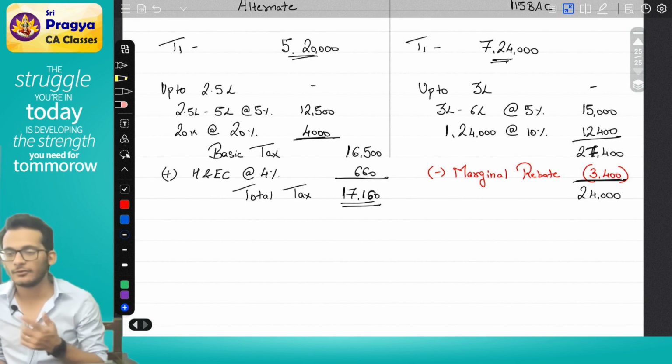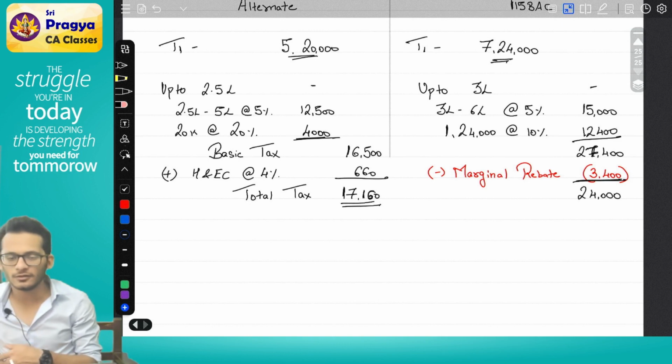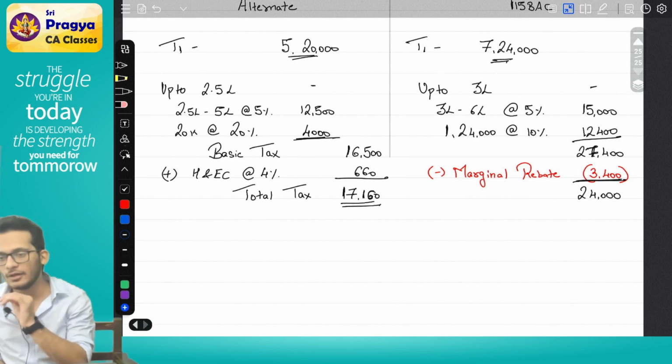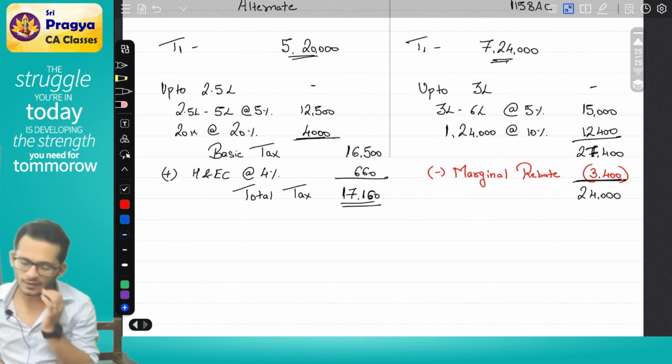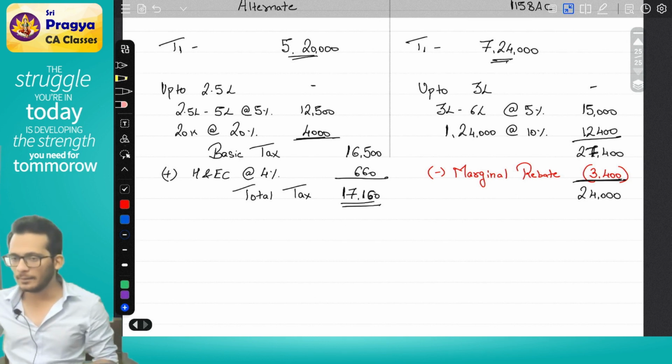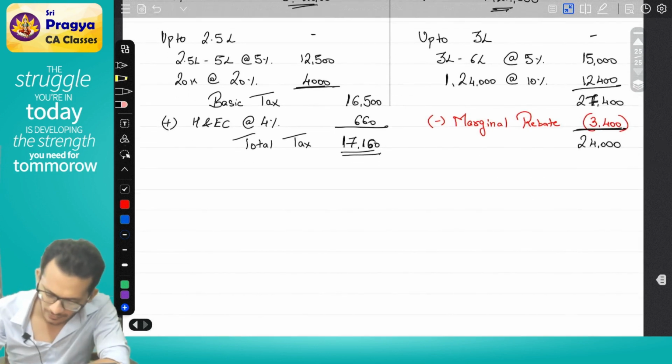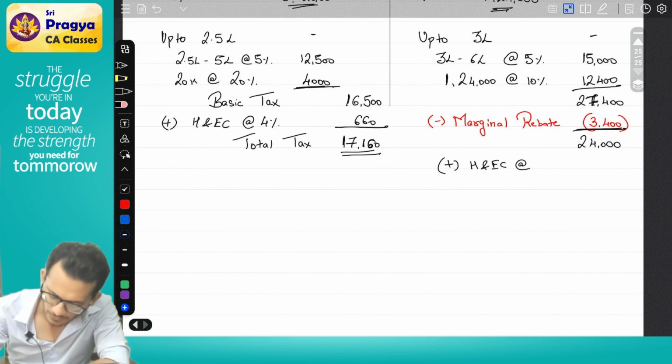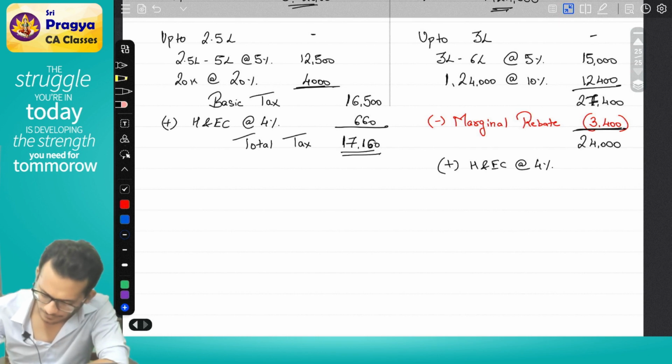Rahul, you did not do this for the left one. Left one also same logic. No, it is not. Why? Because left one is old regime, marginal rebate not eligible. Which means in the new regime you can claim marginal rebate. Number has become 7,24,000. You will add cess at the rate of 4%. Number is 960. Total tax becomes 24,960.